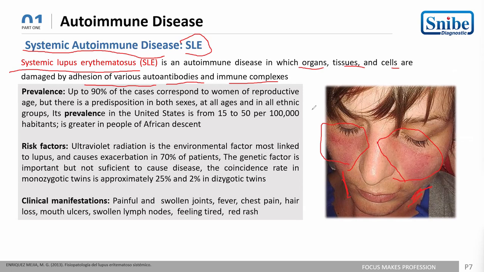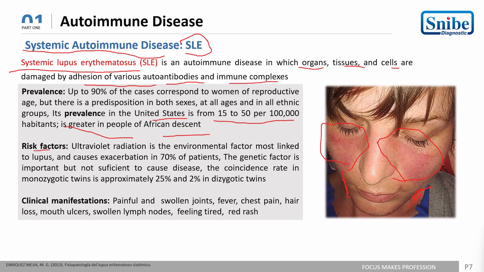The major prevalence is about 90% of cases in women of reproductive age, but there is a predisposition in both sexes, at all ages and in all ethnic groups. The prevalence of systemic lupus erythematosus is higher in the United States and UK. It varies from 15 to 50 per 100,000 inhabitants, and it's more common in people of African descent as compared to the people of the United States and the UK.